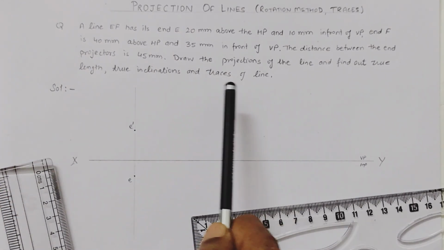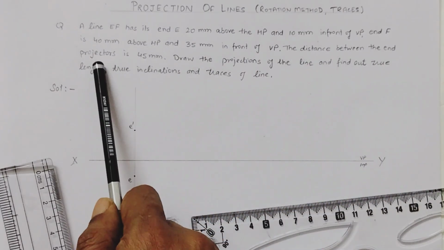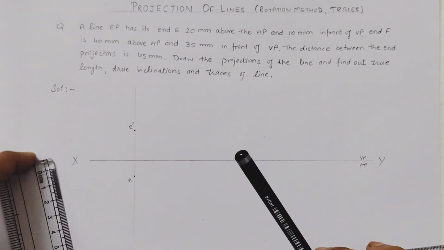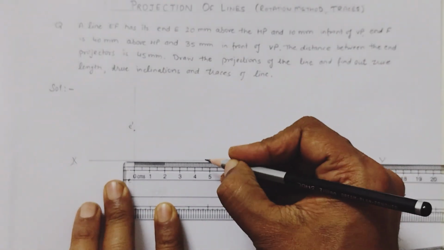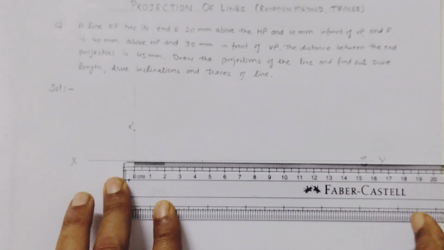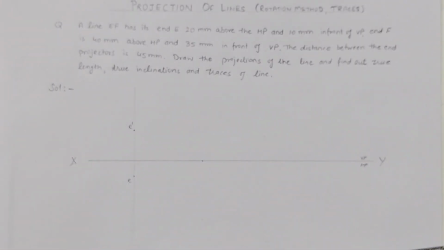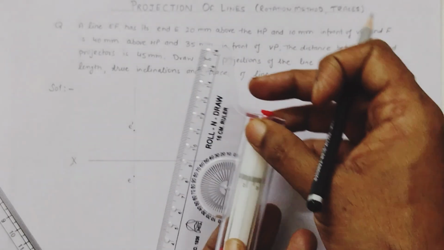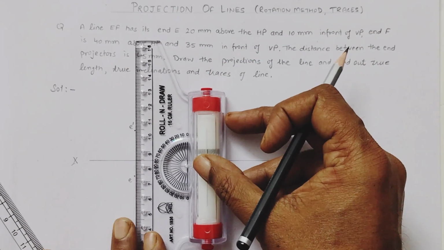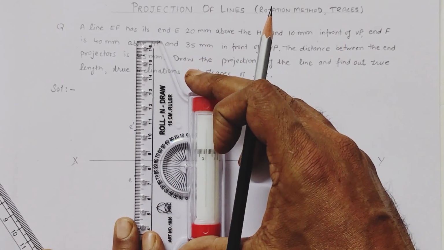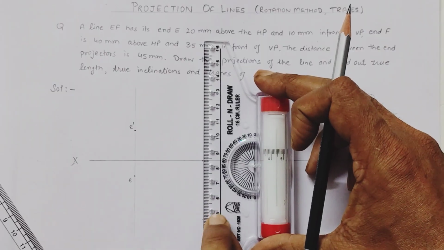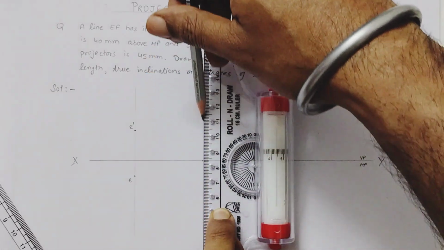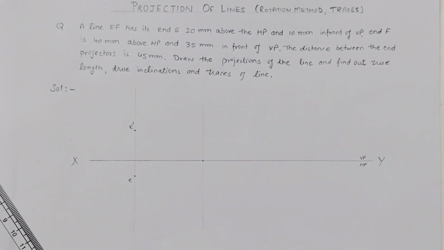Now the distance between the end projectors is given as 45 mm. So along this axis we will mark 45. So here is the 45. Now we will draw the projector for end F. We will use a roller scale and draw a line parallel to this projector. So this is the projector line for end F.